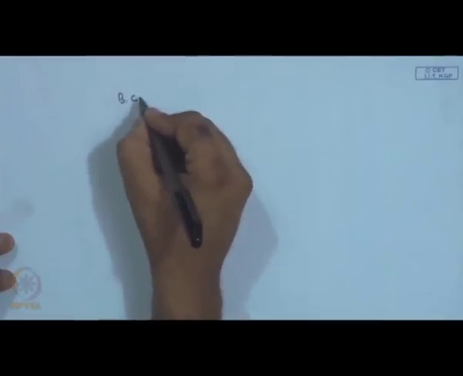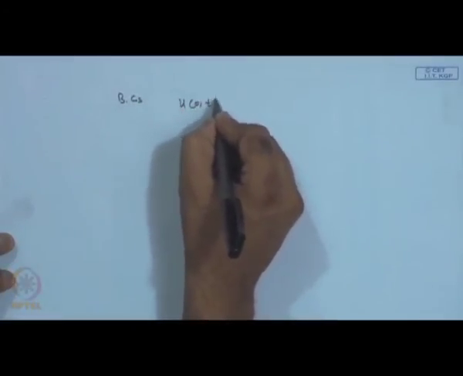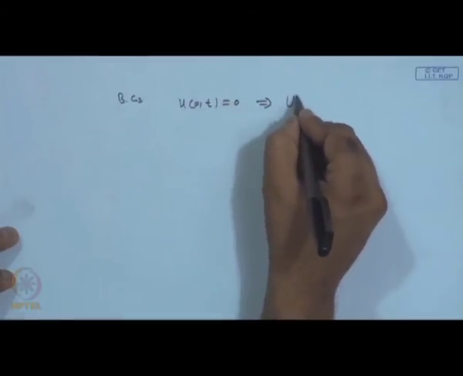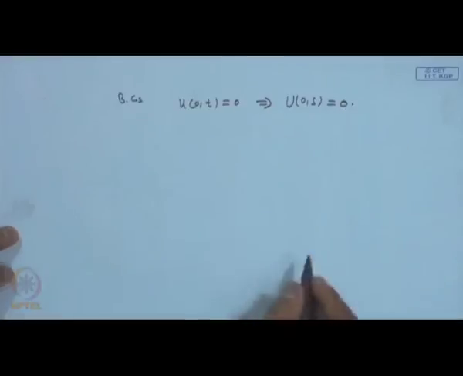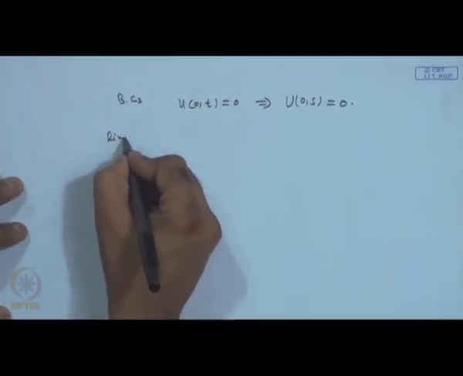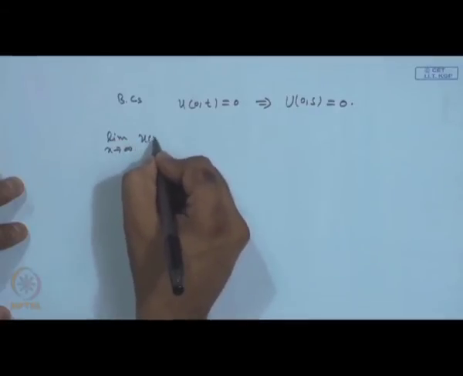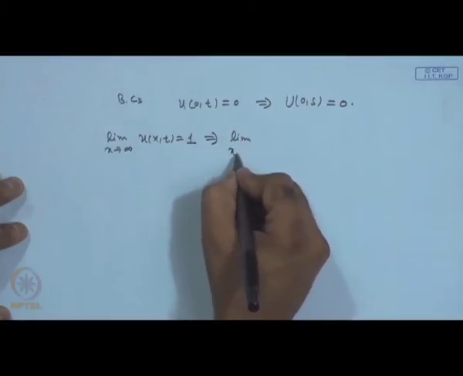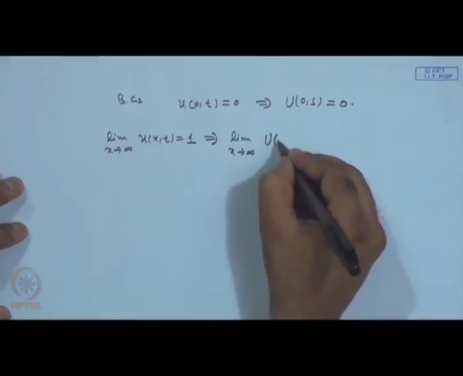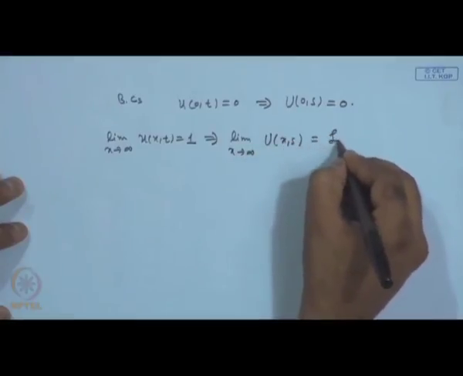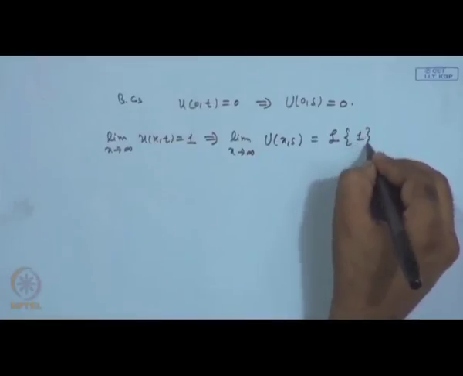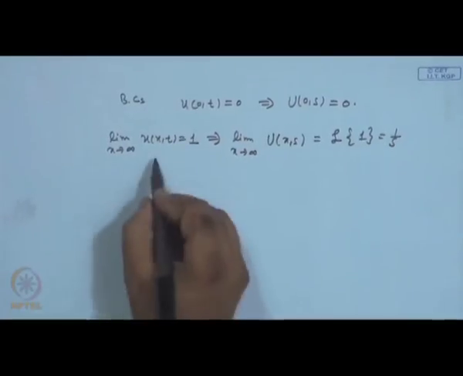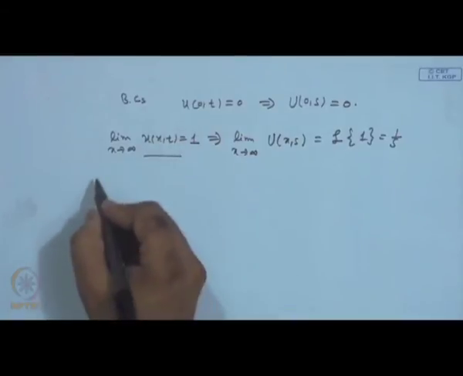Now we consider the boundary conditions. The first was u(0,t) is 0, and from here we get that u(0,s) is 0. The second boundary condition is that as x approaches infinity, u(x,t) is 1, and this implies the limit as x approaches infinity of u(x,s), the Laplace transform of 1, is 1 over s. So we have taken the Laplace transform on both sides of the differential equations.